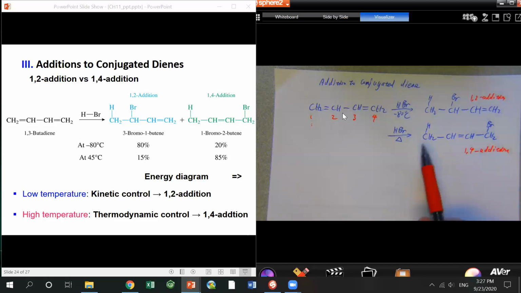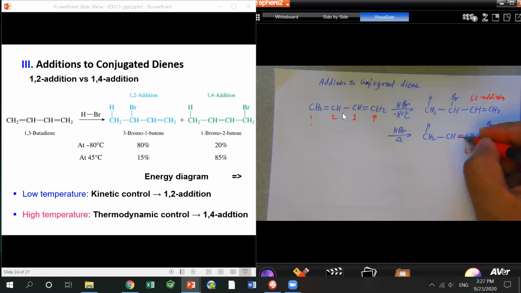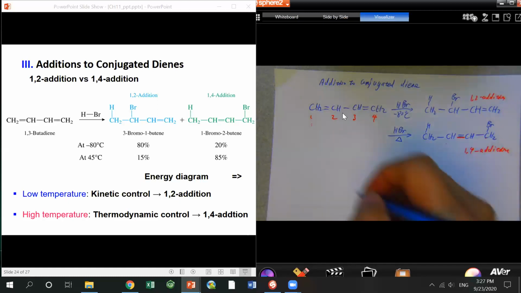Right. So for 1,4 addition, carbon 1 and carbon 4 pick up the electrophile and also the nucleophile. And then most important here, the double bond shifts between carbon 3 and carbon 2. So that's the common mistake by students, they forget to shift the C double bond. So how that happens, I will draw the mechanism for these two reactions.